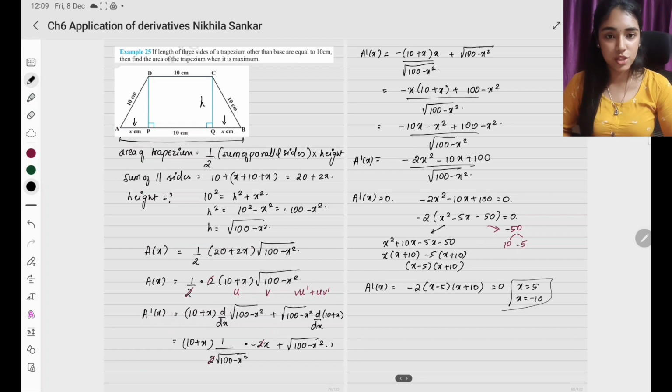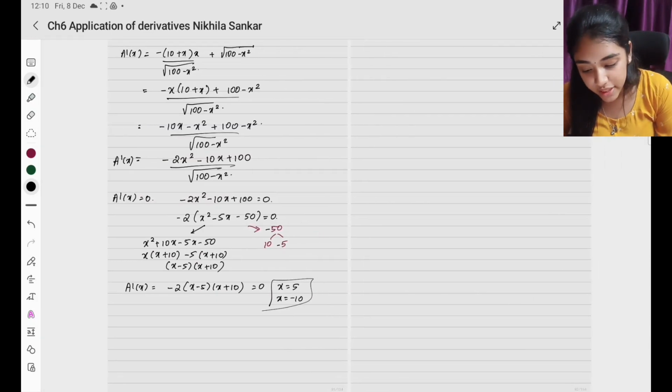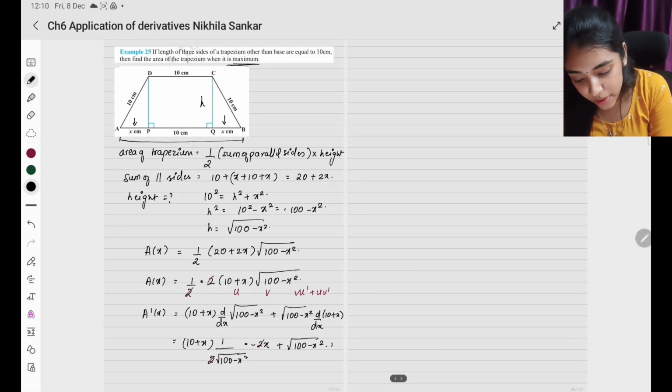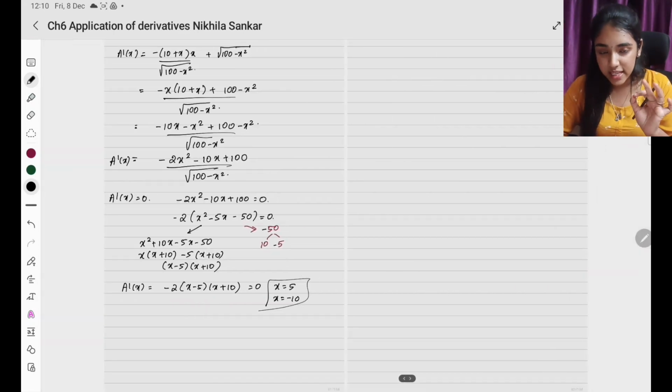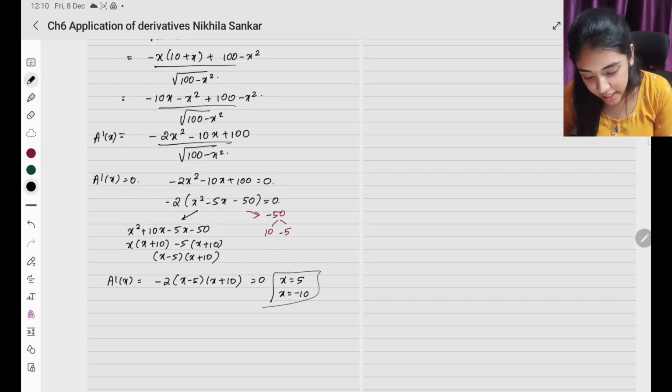Okay, we have found this much. Now I have to perform the second derivative test. In the question, what are they asking? It has to be maximum. So I have to check with the second derivative test if it's maximum. So shall we find the second derivative now?